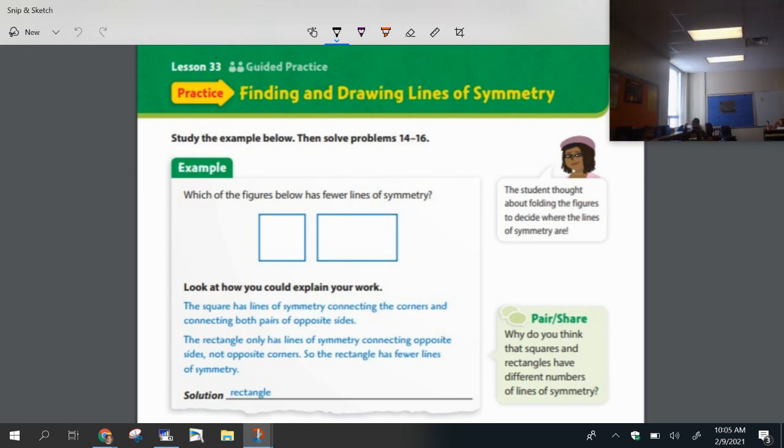So symmetry. Remind me again. What is symmetry?